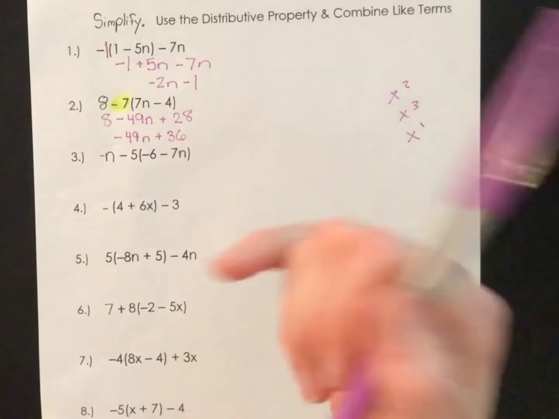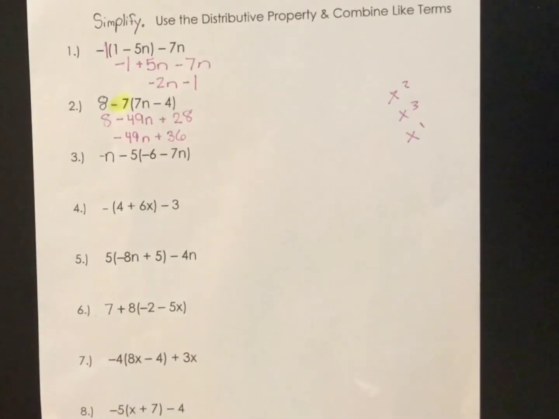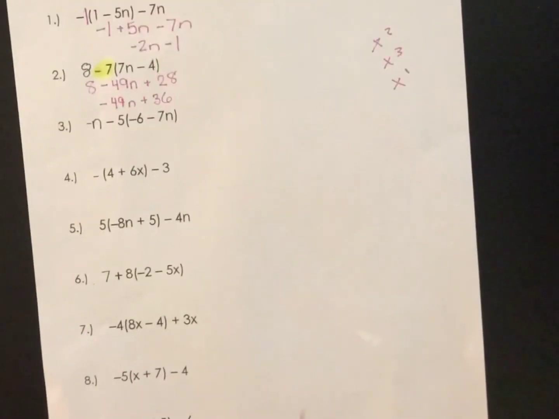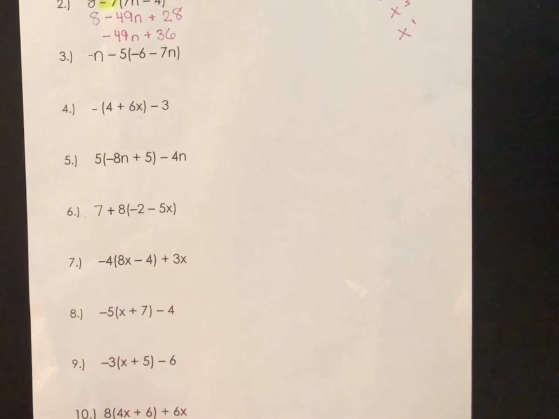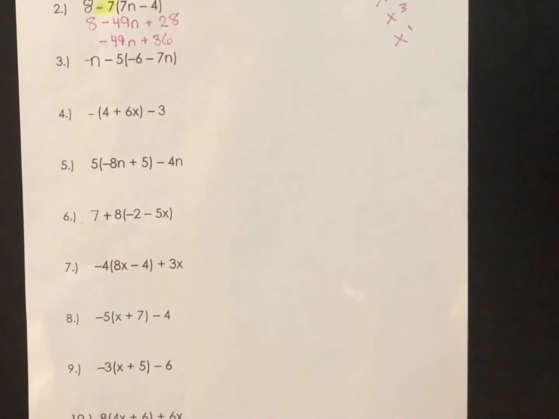There we go. So I'd like to see you try the rest on your own. They're all identical to what we've done. There are a few that are easier. Number 5, number 6, and number 10 all have positive integers to distribute. Have at it.